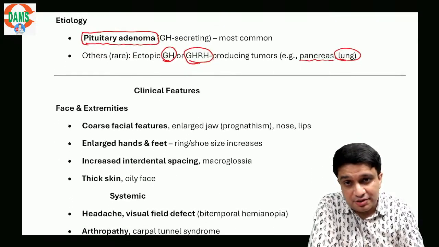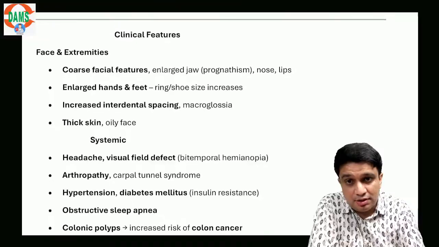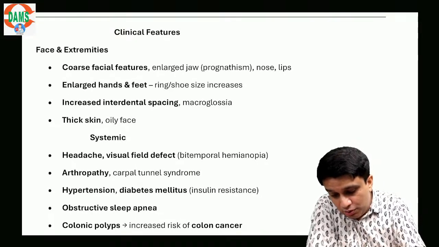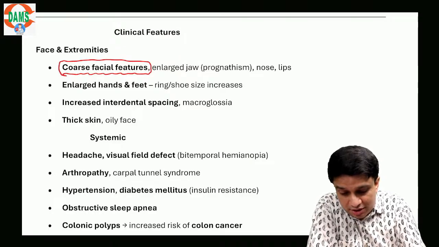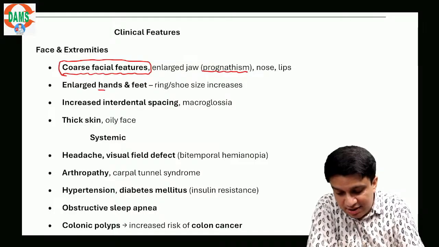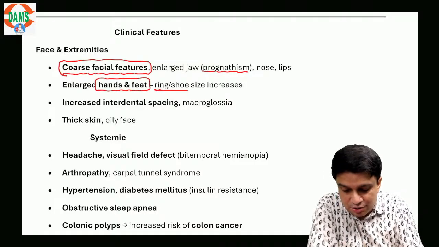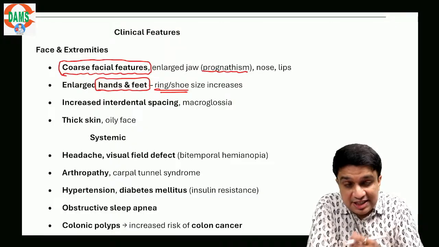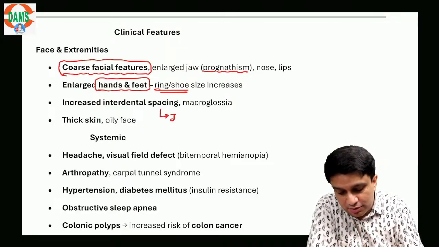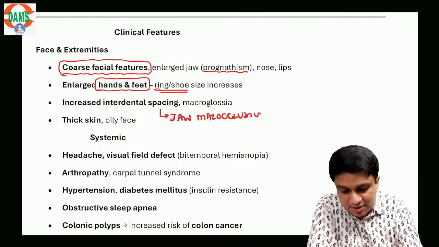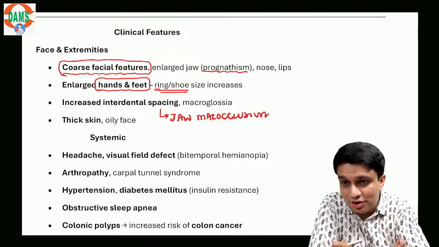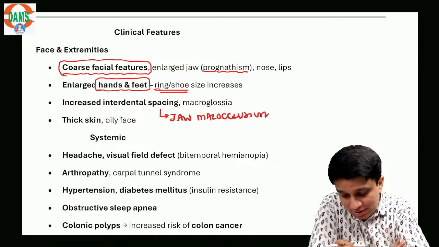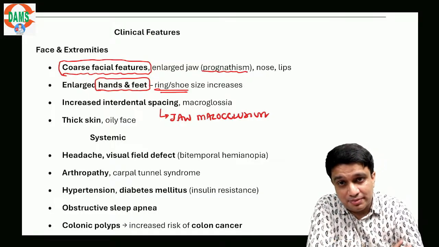Please remember the clinical features, simple clinical features. Coarse facial features are seen in the patient, with an enlarged jaw, that is prognathism. Enlarged hands and feet, which is going to change the ring and the shoe size of the patient. And increased interdental spacing, that is known as what? Jaw malocclusion. They're going to find more space in between the lower incisors. And yes, the hollow voice quality that you find, macroglossia. Thin skin and an oily face is also one of the features.